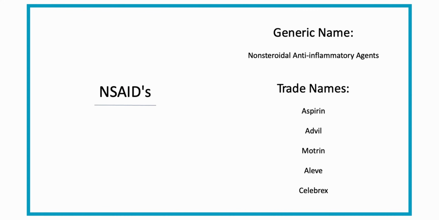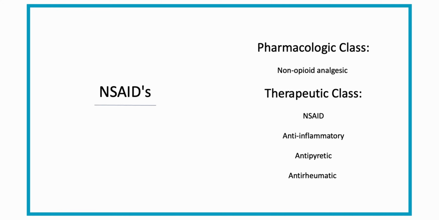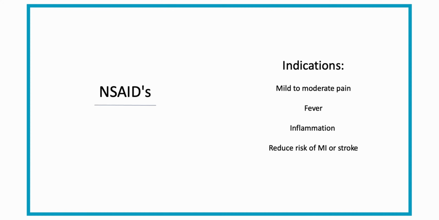So the generic name is a non-steroidal anti-inflammatory agent, and some of the trade names are aspirin, Advil, Motrin, Aleve, and Celebrex. The pharmacologic class are non-opioid analgesics, and the therapeutic classes are NSAIDs, anti-inflammatory, antipyretic, and anti-rheumatic. Now the indications for NSAIDs, or what NSAIDs are used for, are to help treat mild to moderate pain, fever, and inflammation. They can also be used to help reduce the risk of a heart attack or a stroke. They may take low-dose aspirin to help reduce that platelet aggregation, and it's most commonly 81 milligrams.